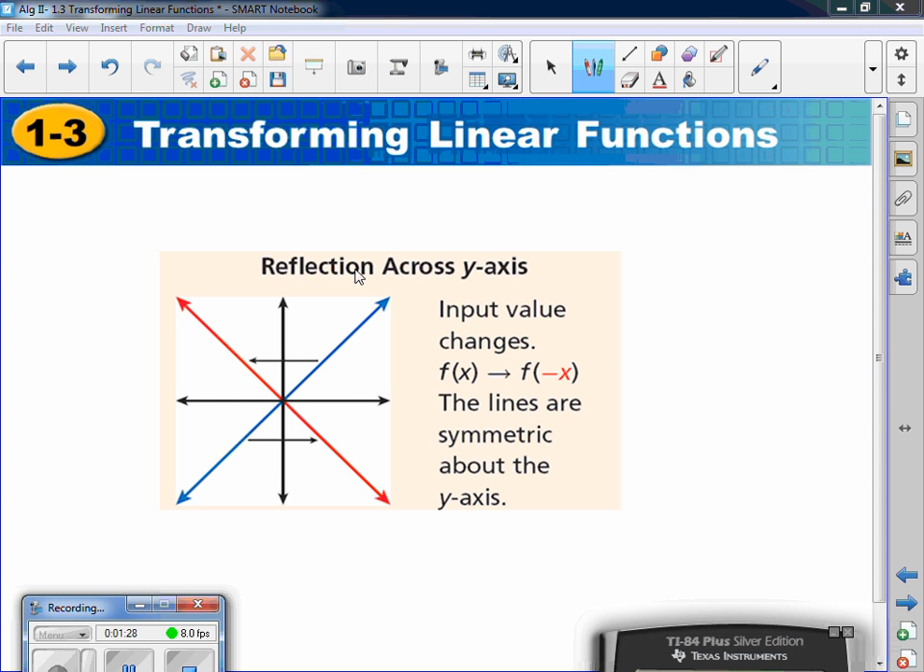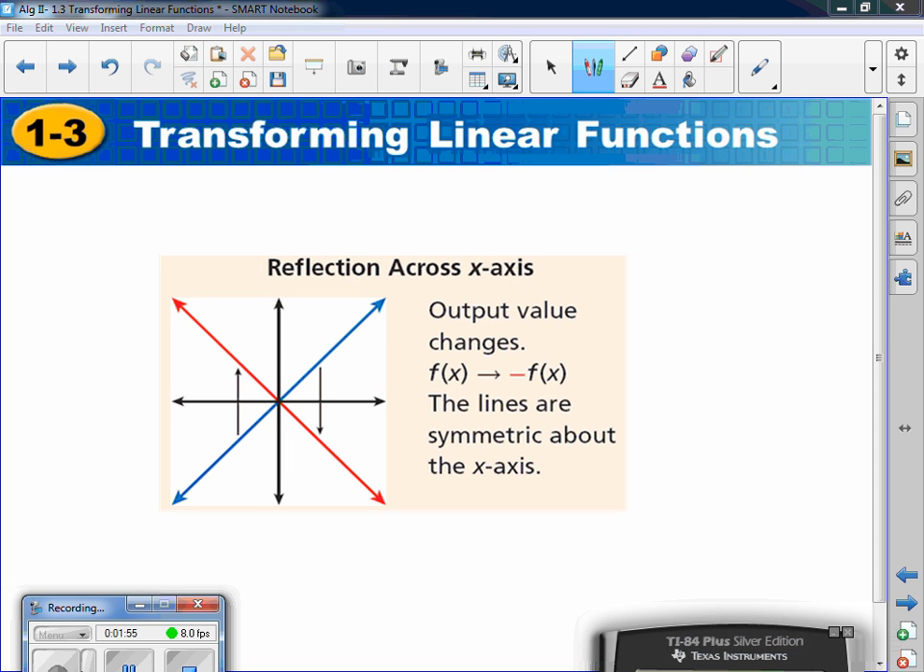To do the reflection of a function over the y-axis, we're going to change the x value of the function. So to reflect this blue line over the y-axis, we make the x negative. Sort of like we did in the last section. If we wanted to reflect something over the y, we change the x.